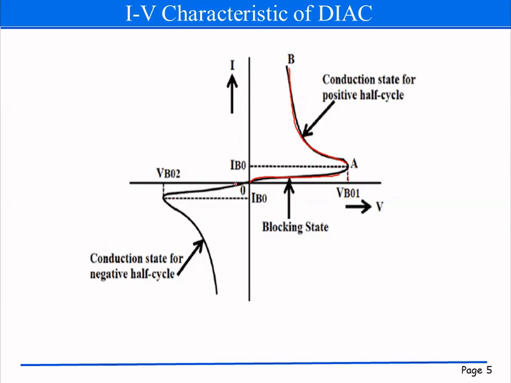And again, when the polarity is changed, that means MT1 becomes negative and MT2 becomes positive, in this condition again two junctions are forward biased and one junction is reverse biased. Because of the reverse biased junction, a small leakage current flows in this region, and the device is off. But when the voltage between the main terminals is greater than the breakdown voltage, an avalanche breakdown occurs and current suddenly starts conducting. So this is the simple working of the diac and its IV characteristics.